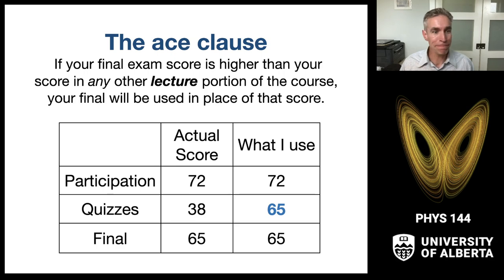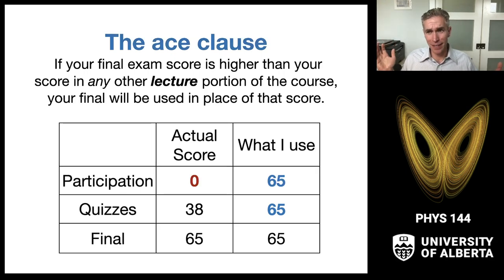Similarly, if you hate to come to class, because 11 a.m. is awfully early, and you just sleep through class all the time, that's cool. I get it. You're grown-ups. Do your thing. Never get a participation point? Hey, that's all good. What I'll use is a final exam of 65 in place of your participation average. So, important notes.